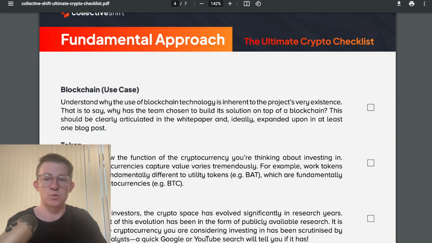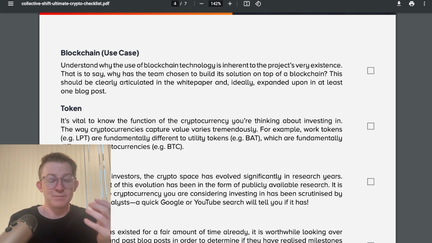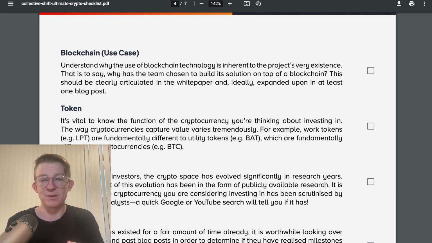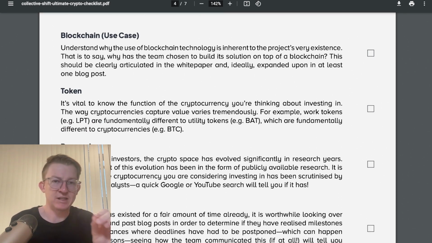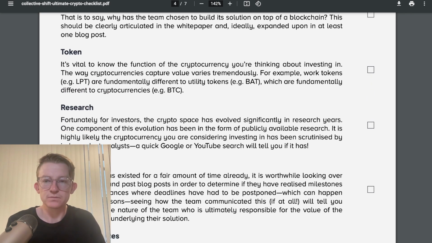So backing is a great way as well. The blockchain, back to the use case. Do they actually need a token? Do they need a blockchain? Some teams just decide to build on top of a blockchain because they can. Look through the white paper and really understand, have they clearly articulated why they need that blockchain?